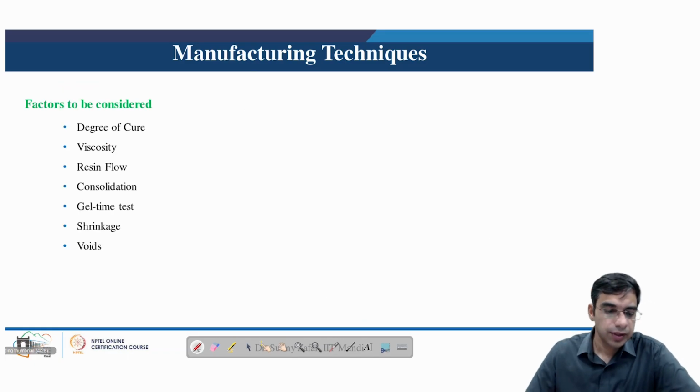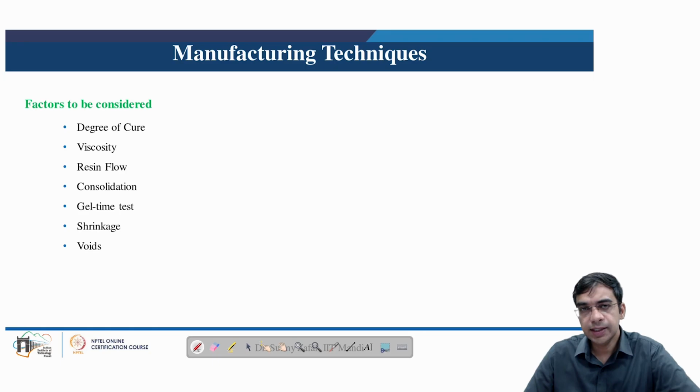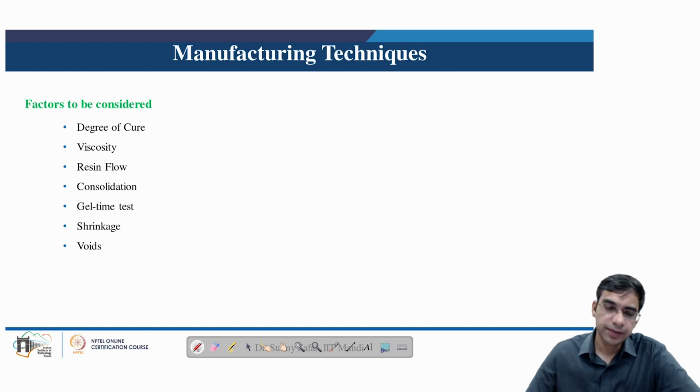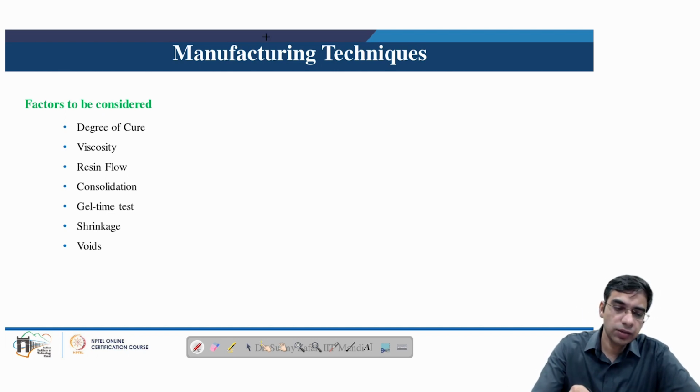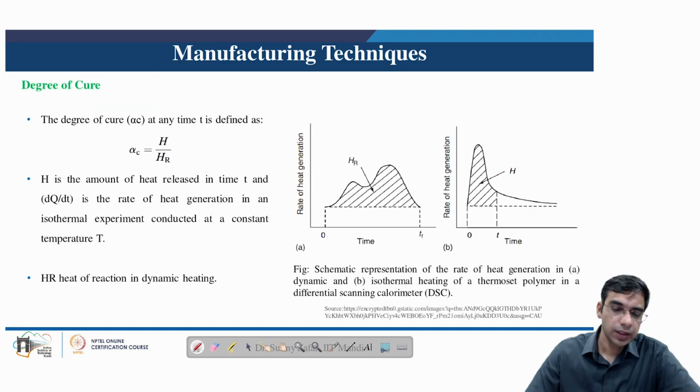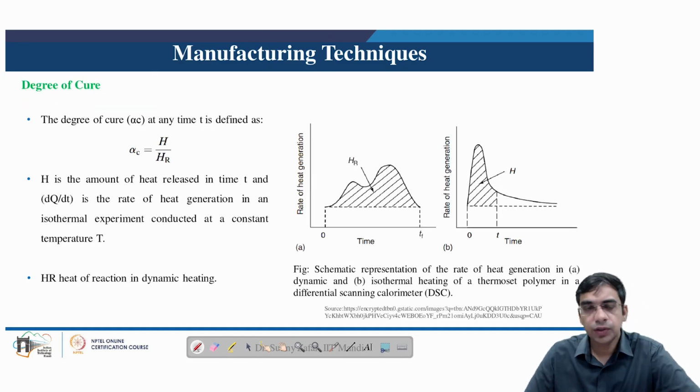So the various factors considered while selecting the appropriate manufacturing process, not only for wind turbine blades but for any polymer composite part, involve these important factors: degree of cure, viscosity, resin flow, consolidation, gel time test, shrinkage, and voids. We will see each of these factors in a little detail. So we start with the degree of cure.